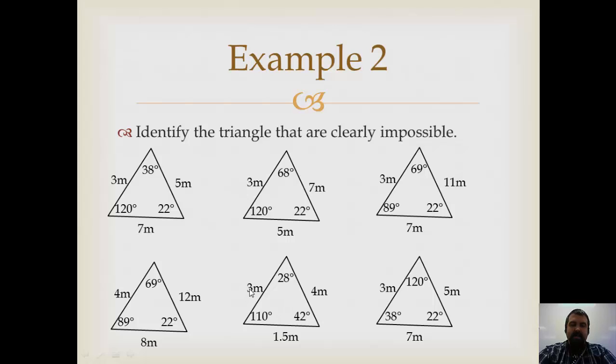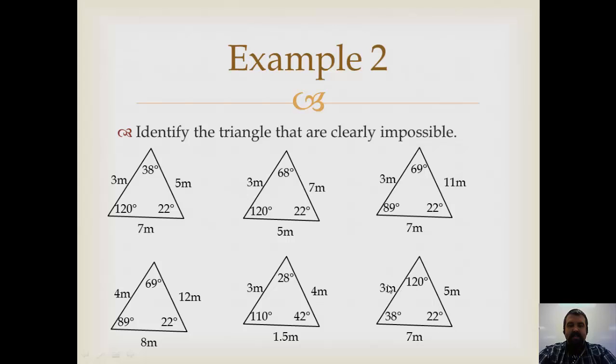This one here, 1.5 is the shortest side. 1.5 meters is across from 28 degrees, good. 4 meters is across from 110 degrees, good. Longest matches up with largest, shortest matches up with smallest. This is a possible triangle, I believe.